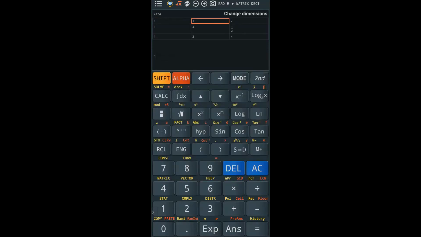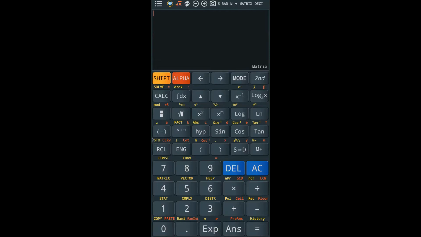That is 1, then 2.5, then 2.5, right? Then 1, then 4, right? 1, then 4, then 0.5, right? Then 1, then 3, and then 4, right? So I enter all the values. Okay, I will come back.